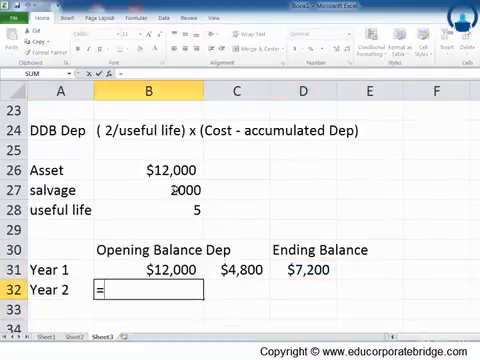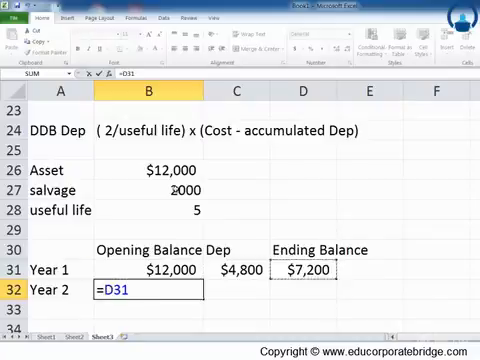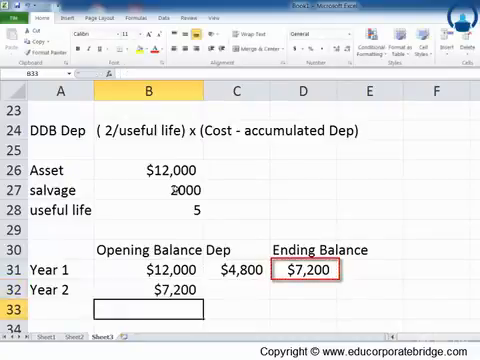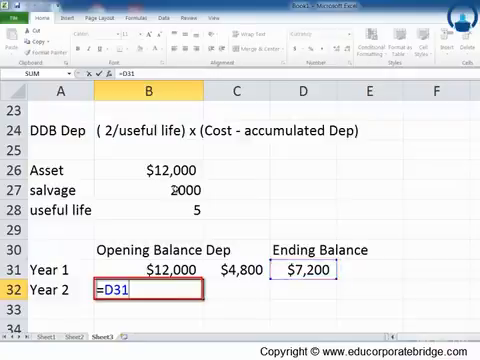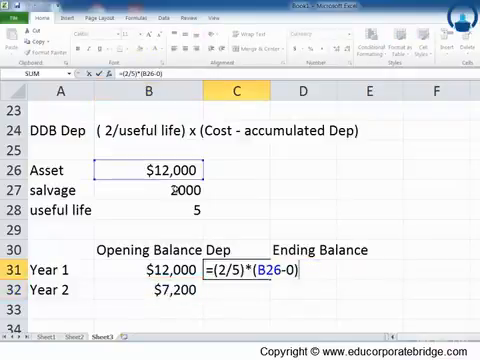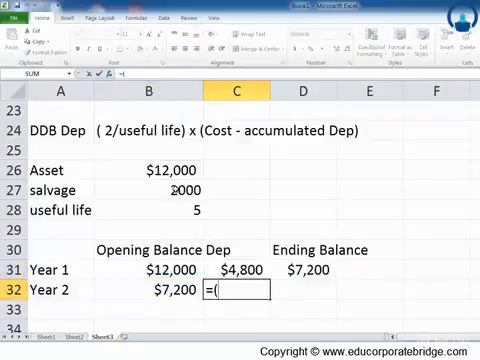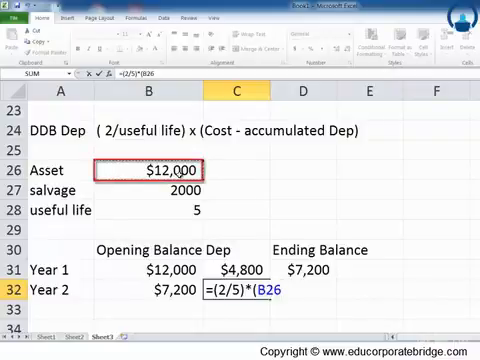Now let's look at year 2. What is your opening balance? Your opening balance is the ending balance of the previous year, so this comes out to be 7200. Now what will be your depreciation here? In year 2, it will be 2 divided by 5 again, multiplied by the cost minus your depreciation value.